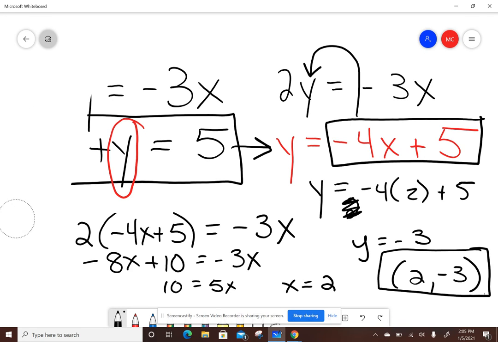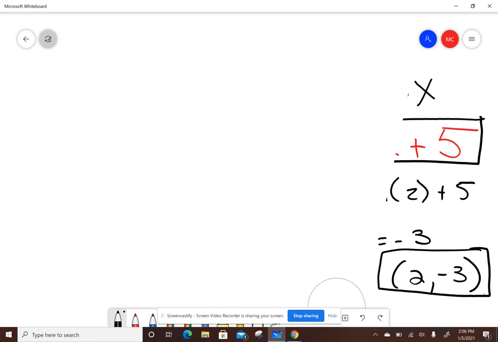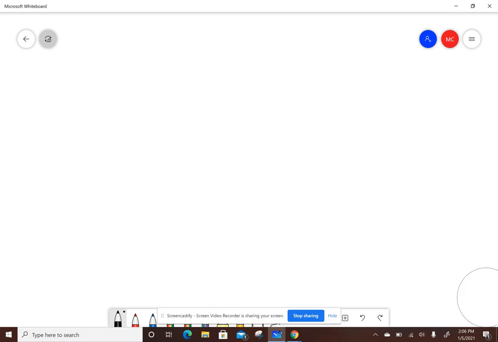Okay, so that's number 1. Now we're going to do number 2 together. And if you're a little confused, it's okay. I think after seeing number 2, it will start to click. So number 2 is x plus y equals 6.